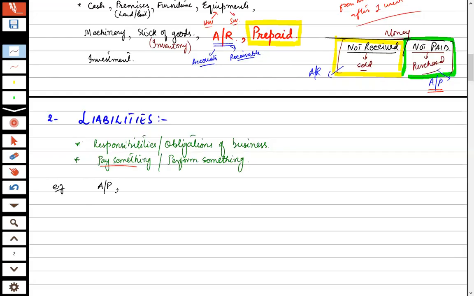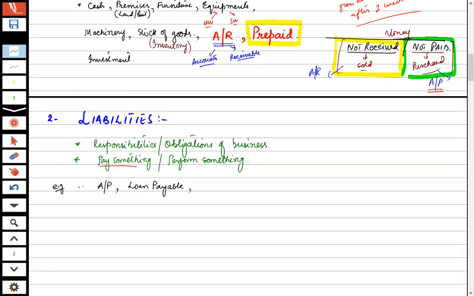Understand? Clear? Okay, great. Similarly, organizations may have taken loans from banks, so they need to repay them. So any type of payable, whether it is accounts payable or loan payable, comes under the category of liabilities.